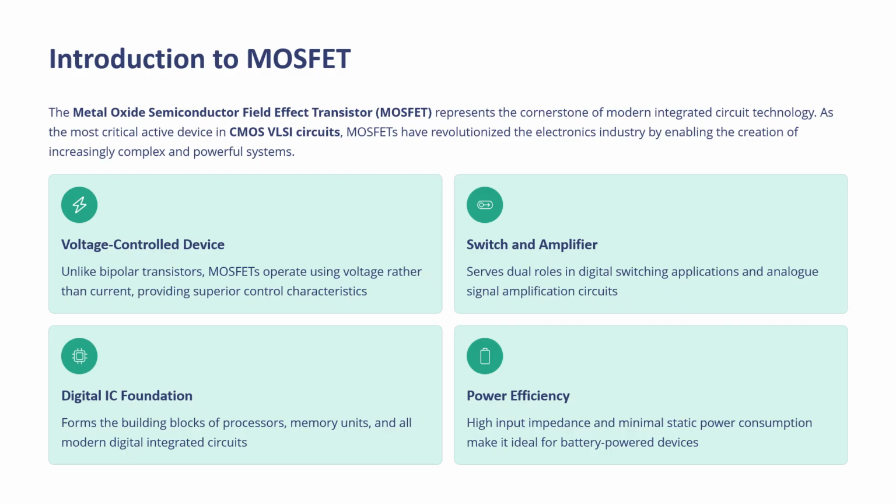So here are 4 points on why the MOSFET is used universally. The first point is voltage control device. Unlike bipolar transistors, MOSFETs operate using voltage rather than current, providing superior control characteristics. The second point is switch and amplifier. It serves dual roles in digital switching applications and analog signal amplification circuits.